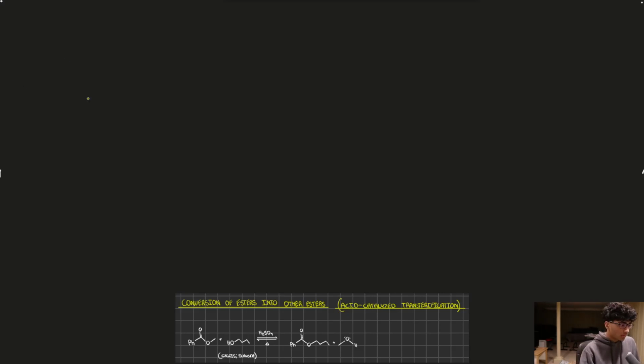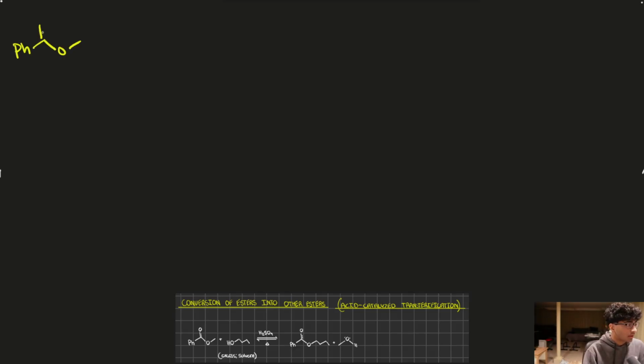Okay, so we're gonna be doing acid catalyzed transesterification. It really is the same thing as acid catalyzed hydration, but whatever your solvent is, just replace that right here. Whatever number of carbons that is, just count it. You'll be alright. Okay, so we have pH, whatever.